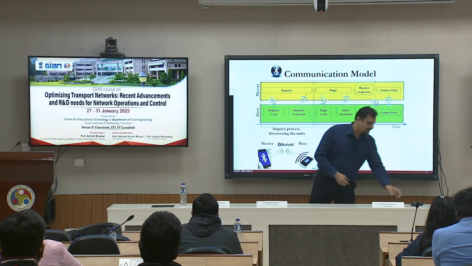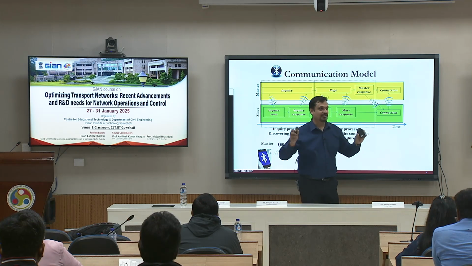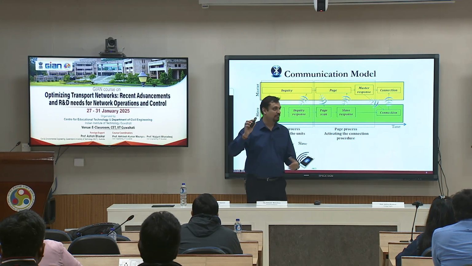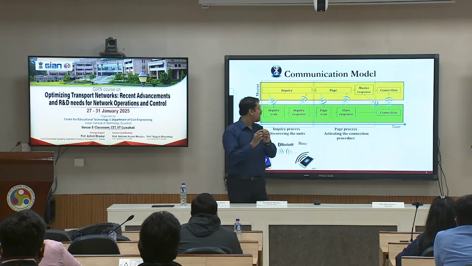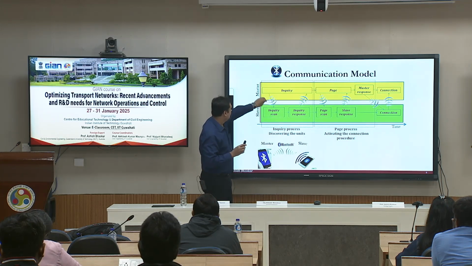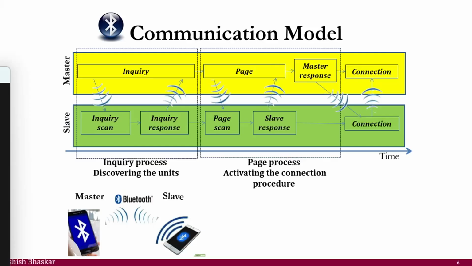So let's say these are two Bluetooth devices. Let's say this is the master who wants to actually pair up with someone. This device is going to send an inquiry, just keep on sending inquiry signals out. The inquiry signal will be scanned by another device, which is here. So this device gets the inquiry signal and they might respond back. That is the inquiry process.